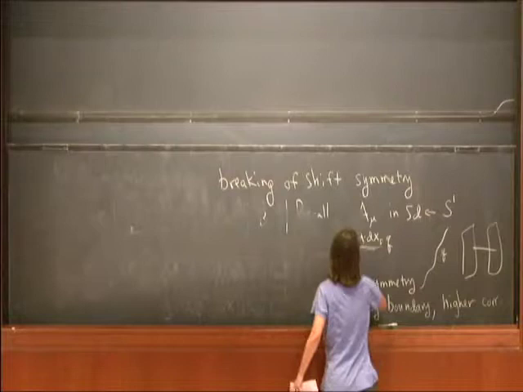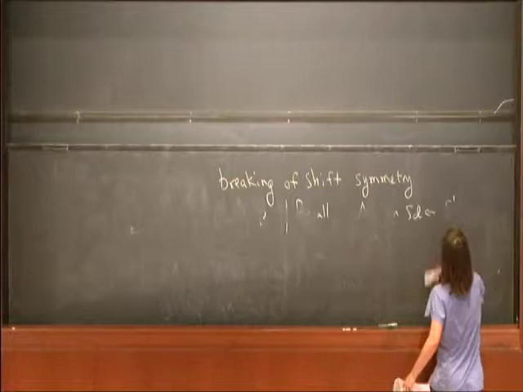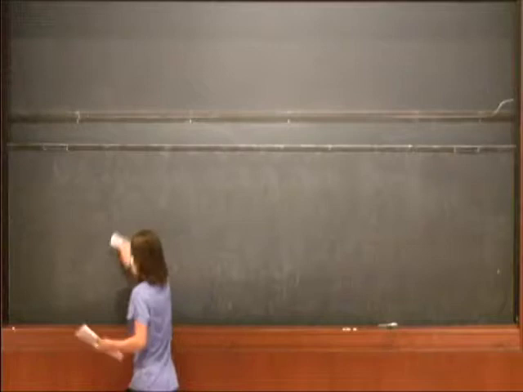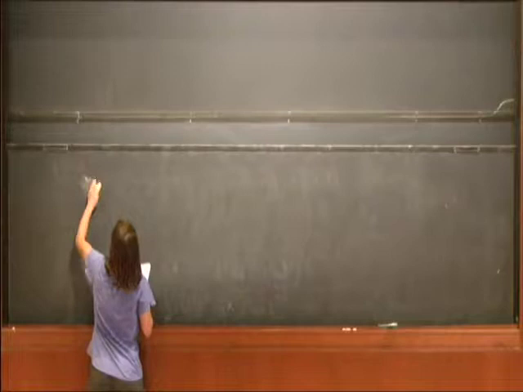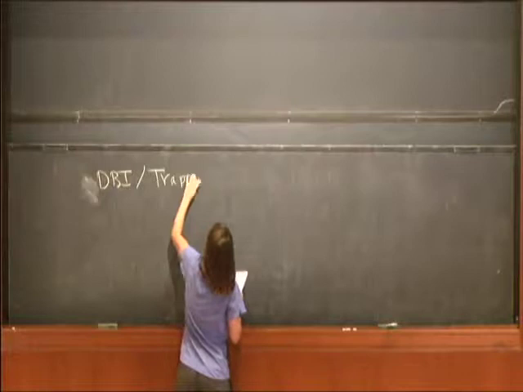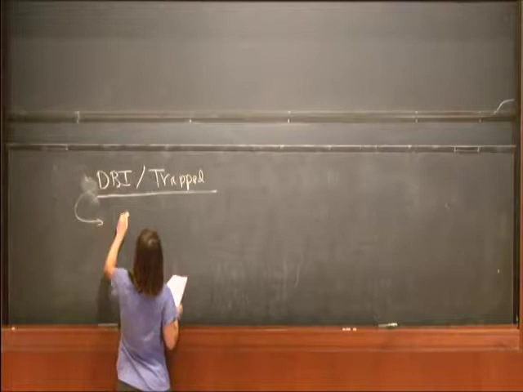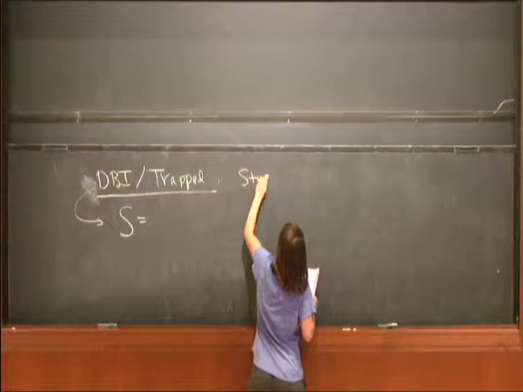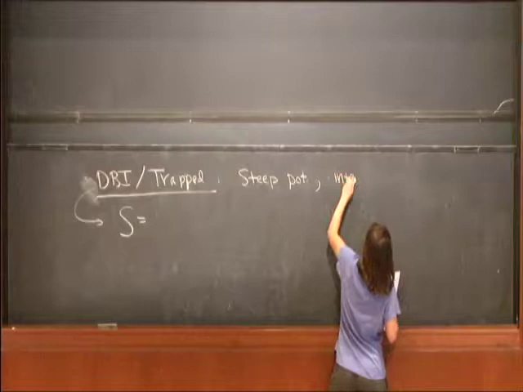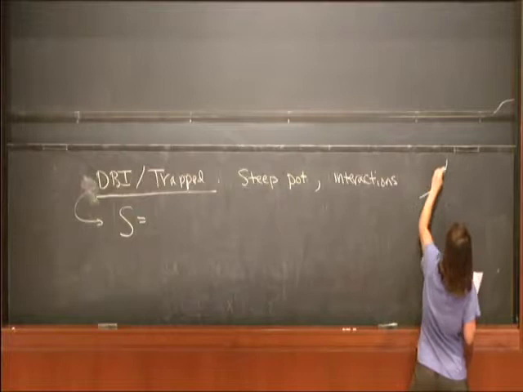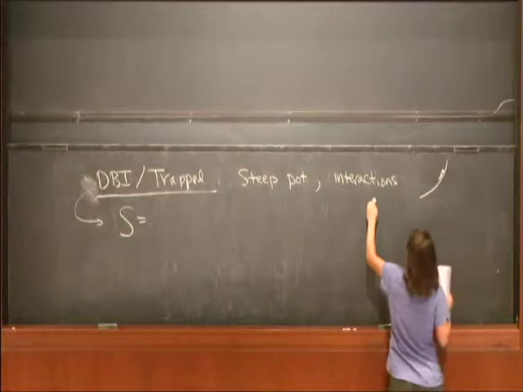So this is the subject of DBI inflation or trapped inflation, which are related to each other by changing a coupling. This we actually already mentioned. These again have to do with inflation on a steep potential, but with interactions that naturally slow the field down. So the potential can be steep, but somehow interactions slow down the motion.